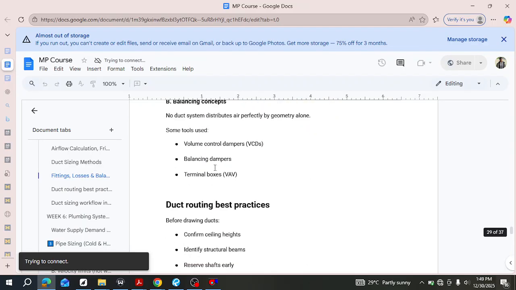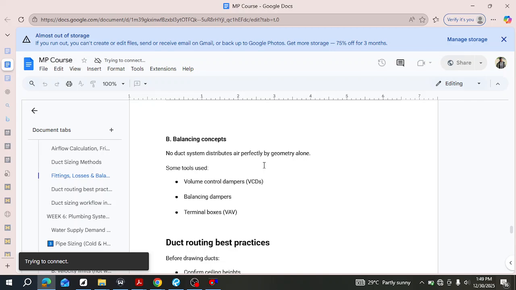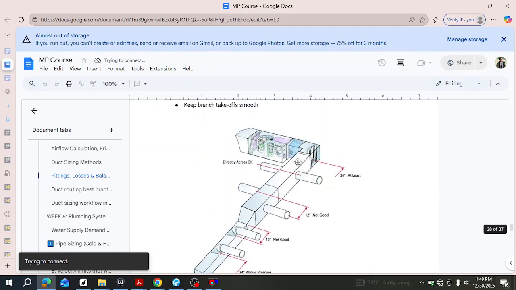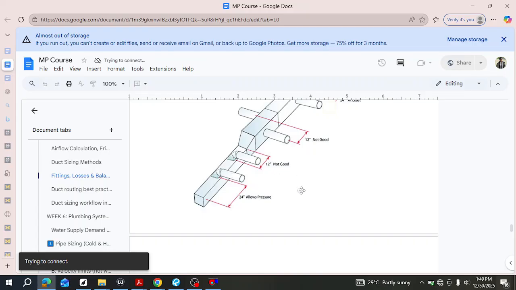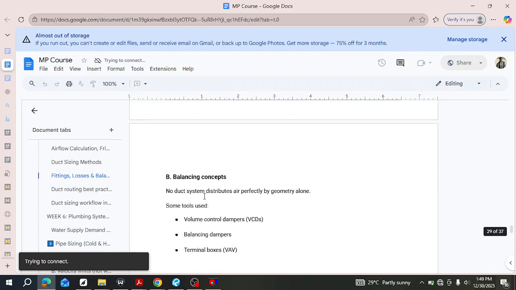So moving on, balancing concept. So now balancing concept is just trying to balance. Okay, so no duct system distributes air perfectly by geometry alone. So I talked about that before. Geometry is just the shape of the duct, how it is shaped and how it turns, the direction, the sizes and all of that, right? And then where the branches are. So that's what the geometry is about.